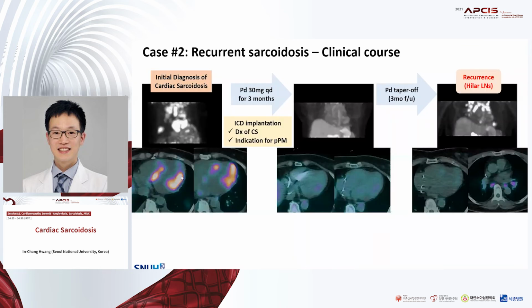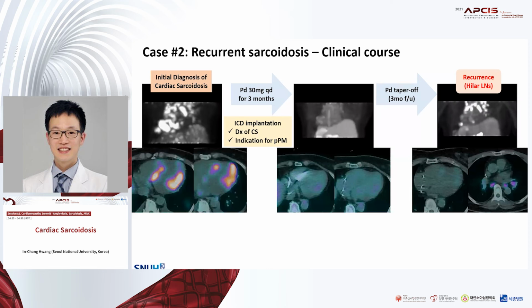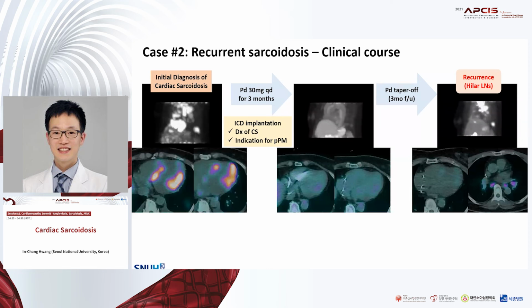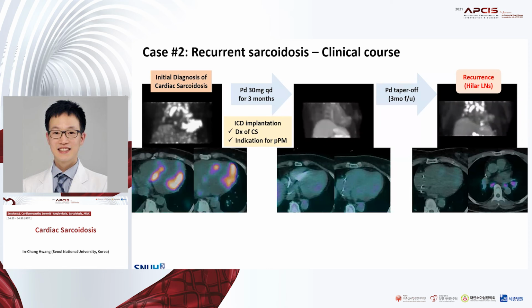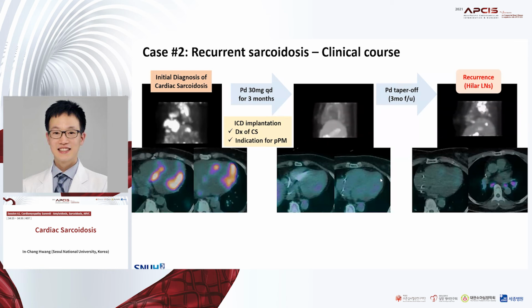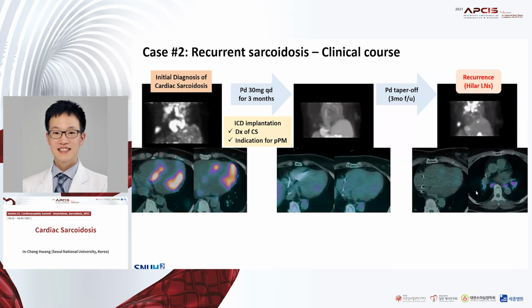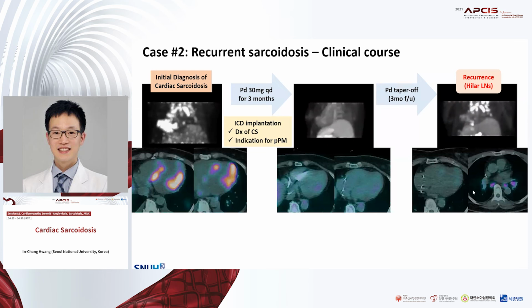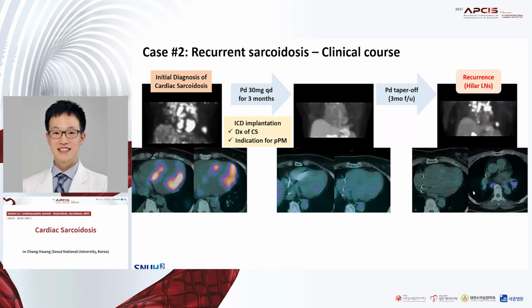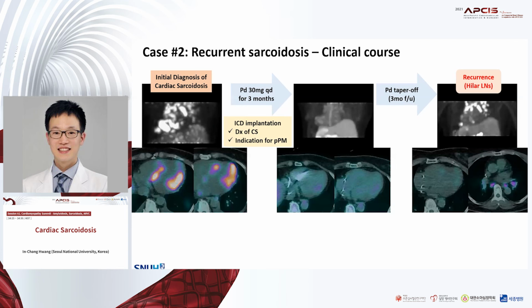After the diagnosis, the patient received high-dose steroid for 3 months and also had ICD implantation based on the indication of permanent pacemaker. After high-dose steroid therapy, the follow-up PET scan showed decreased myocardial FDG uptake. Then the steroid was tapered off and the PET scan was repeated again. But at this time, we found increased FDG uptake at hilar lymph nodes, which means the recurrence of sarcoidosis.